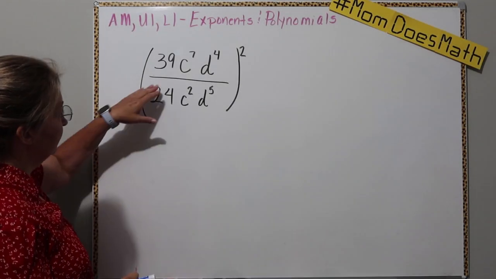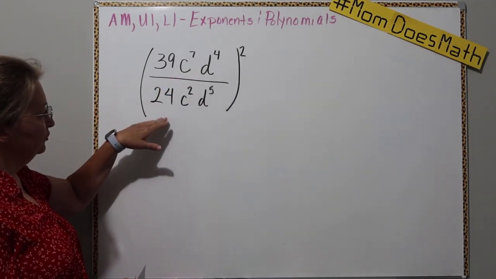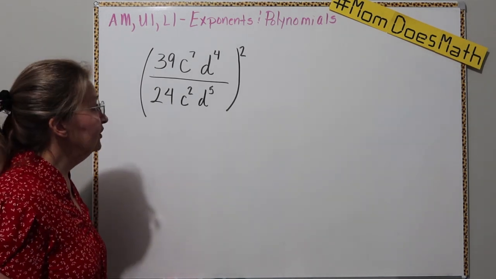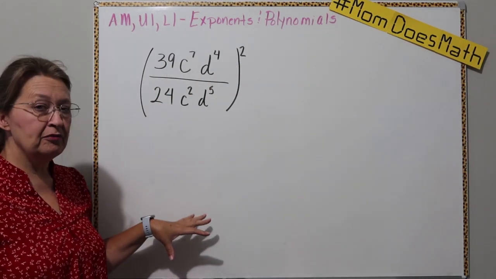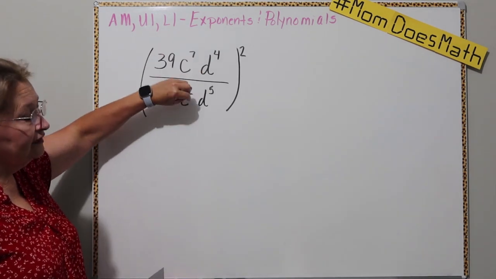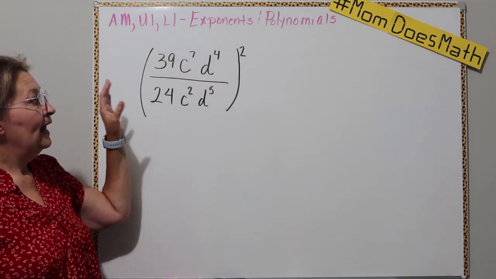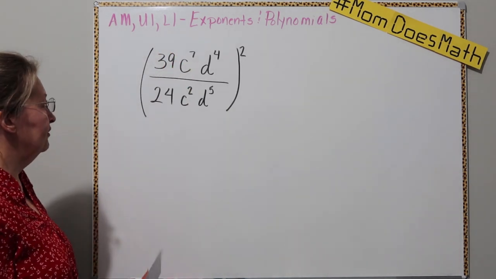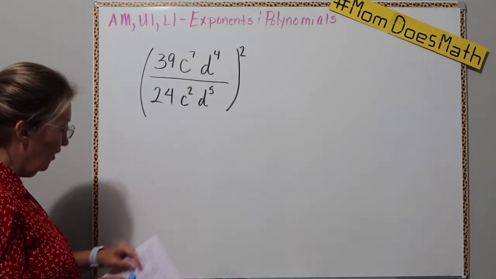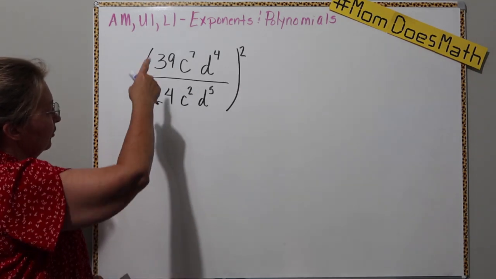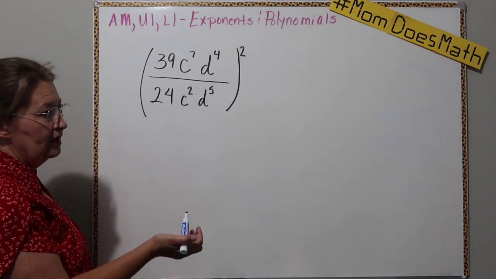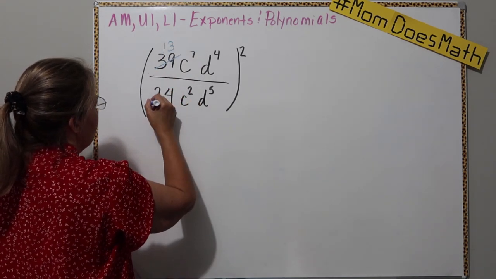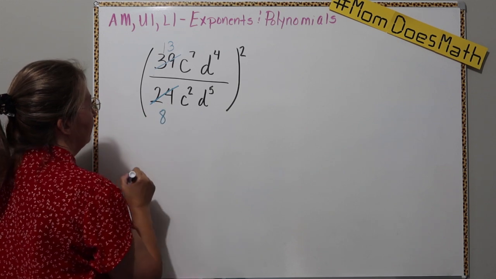So number 7, we have 39c to the 7th d to the 4th over 24c squared d to the 5th, all squared. Once again, you got options. You can square everything in here and then simplify it, or you can simplify inside the parentheses and then square it. This time I'm going to simplify inside the parentheses and then I'll square everything. It doesn't really matter. When I look at 39 and 24, what number will go into both of those is 3. So if I divide both of these numbers by 3, I get 13 here and 8 on the bottom.